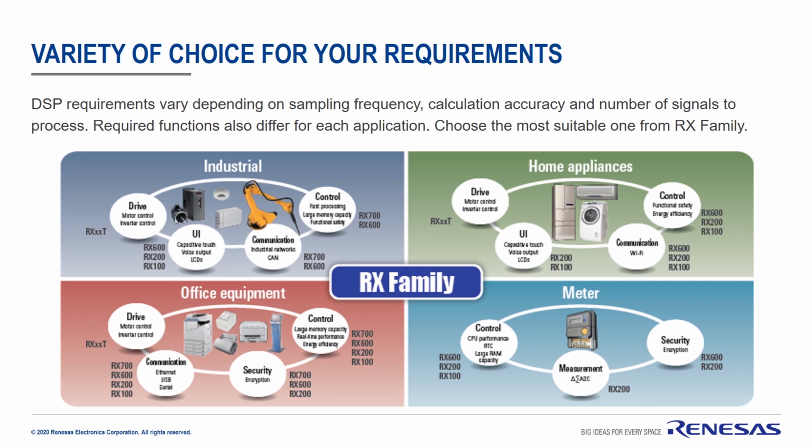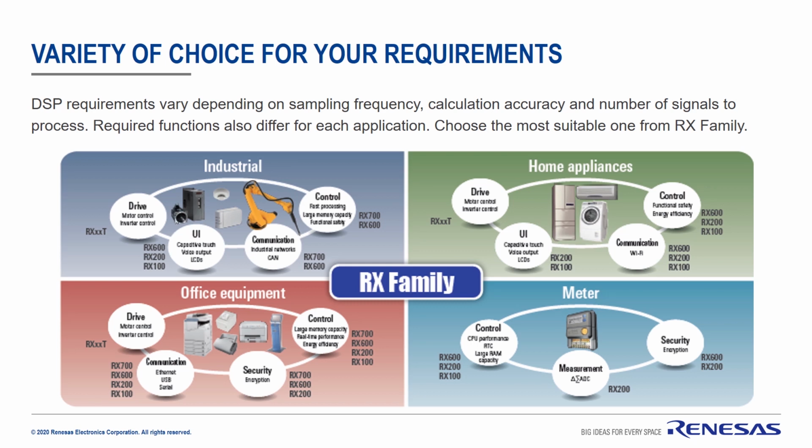So far, we have provided a demo of performing FFT processing on the RX231. There are many types of systems that apply DSP for advanced processing requirements. For example, the CPU load and memory size required by the DSP differ depending on the sampling frequency, calculation accuracy, and the number of signals to be processed. Required peripheral functions also vary depending on the end product requirements.